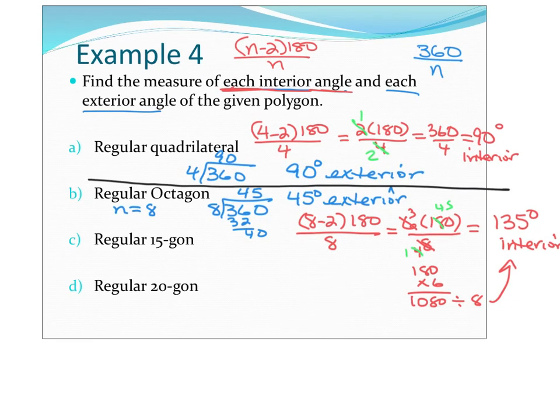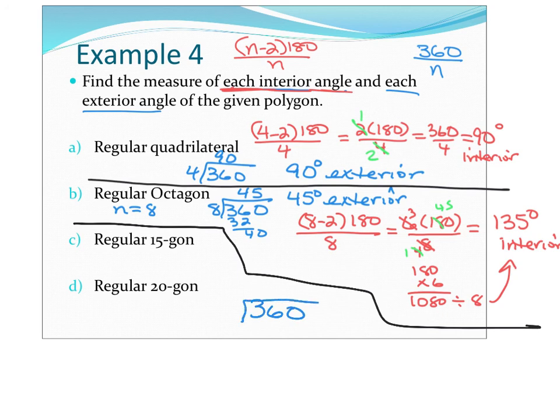For the 15-gon, for the exterior angles, we're just going to take the 360. We're going to divide it by 15. And 15 will go into 36 twice. And 15 goes into 60 4 times. So each exterior angle of the 15-gon is 24 degrees.